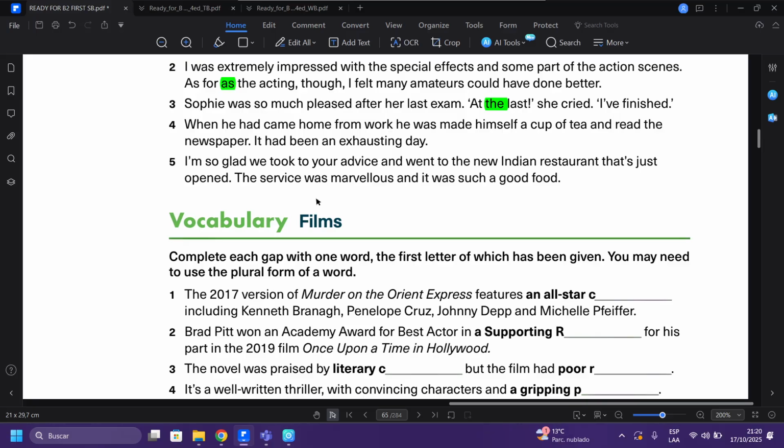And the last one. I'm so glad we took to your advice and we went to the new Indian restaurant that's just opened. The service was marvelous and it was such a good food. Where is the mistake here? When we say "took to," no, it is correct actually. When we take advice, we say, I took your advice and went to the new Indian restaurant. I'm gonna give you a clue. The mistake is at the end of the sentence.